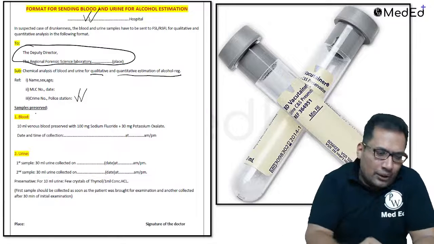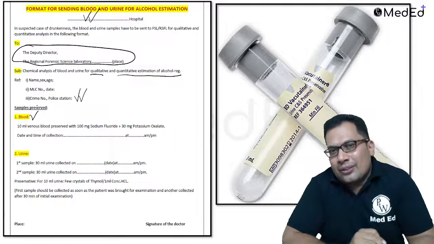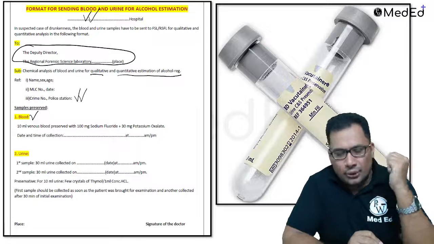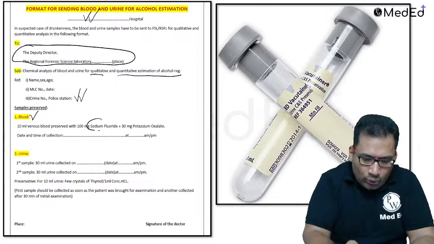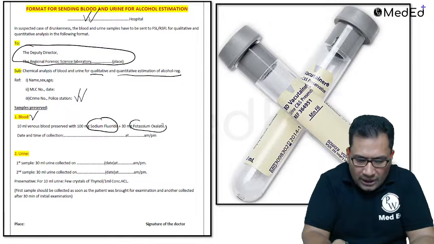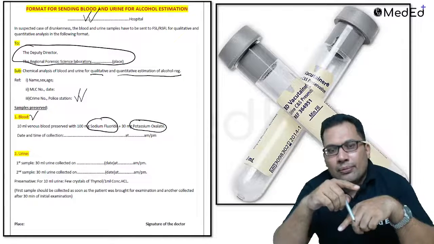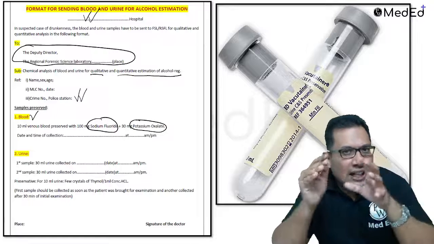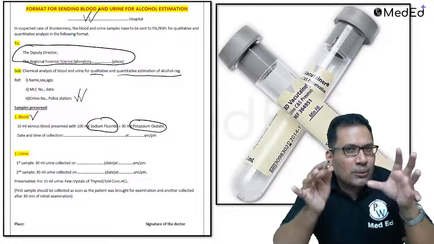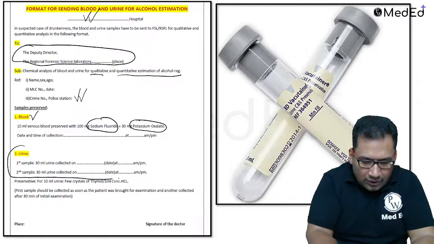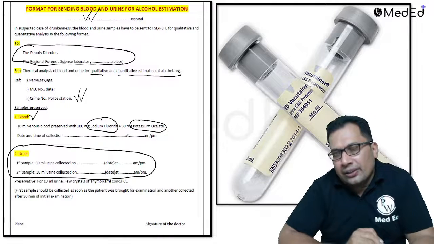Samples collected: blood. A question can be asked: what is the preservative for blood? Your answer should be sodium fluoride and potassium oxalate. Sodium fluoride inhibits the enolase enzyme. Potassium oxalate is an anticoagulant. The amount of blood needed is 10 ml. And the urine, 2 samples needed.